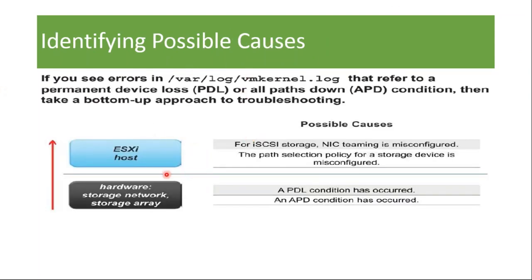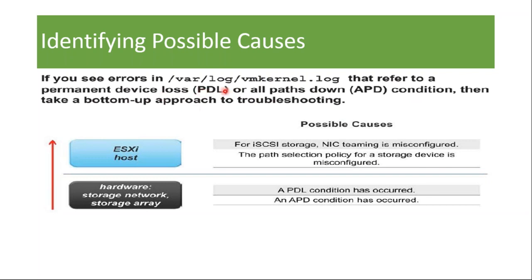Identifying the possible causes for your multipathing issues. By default, the multipathing errors will be stored on your ESXi host in the following path: /var/log/vmkernel.log. Here you can see errors such as PDL errors or APD conditions. PDL means permanent device loss errors, or all paths down condition, which you can see in vmkernel.log under the var/log folder.